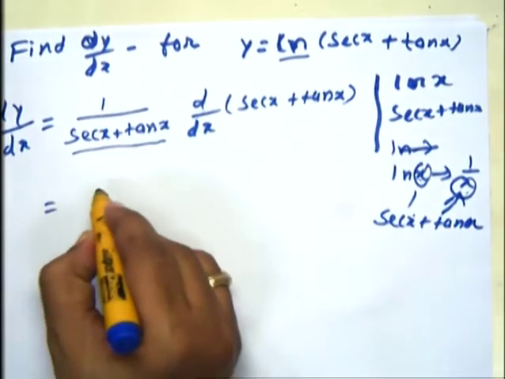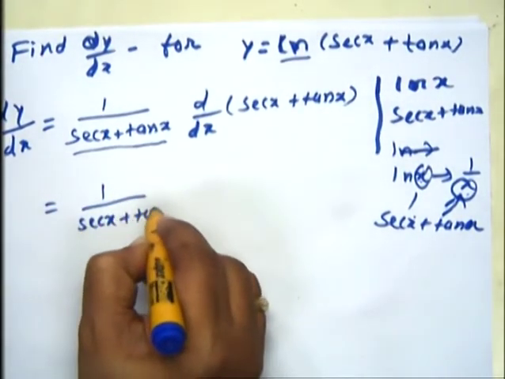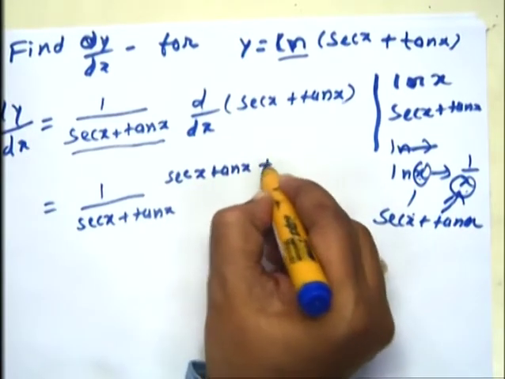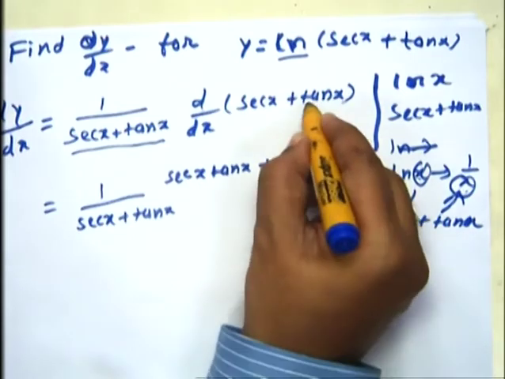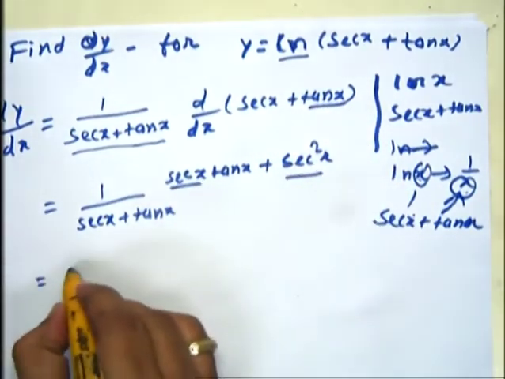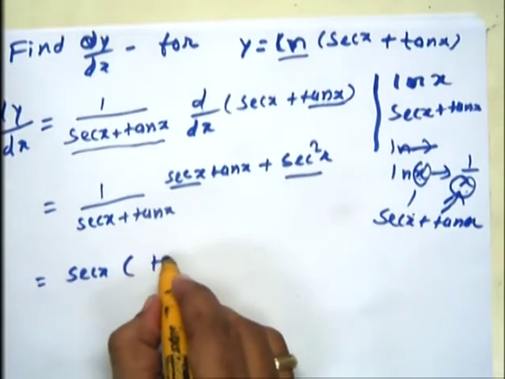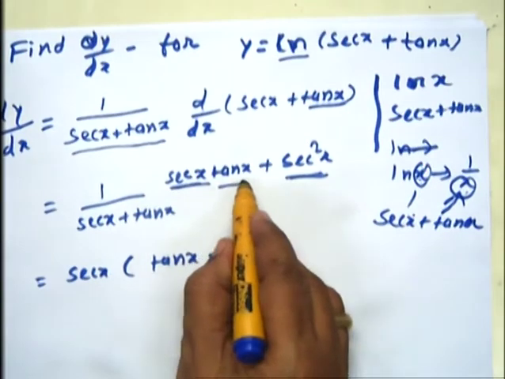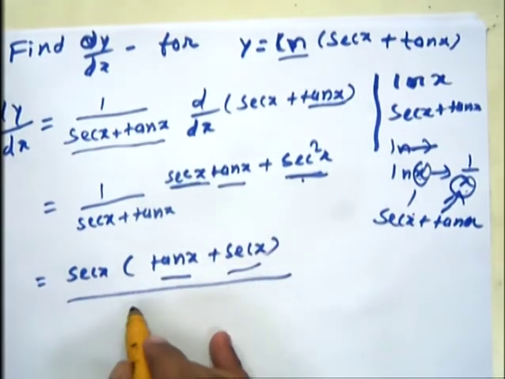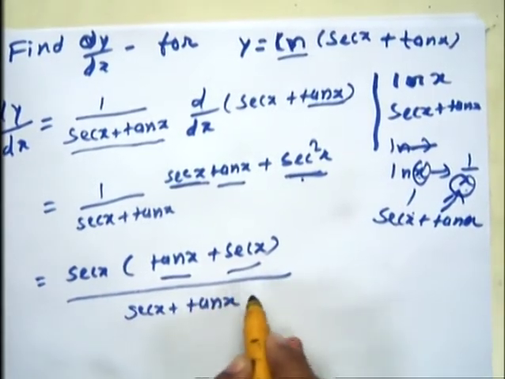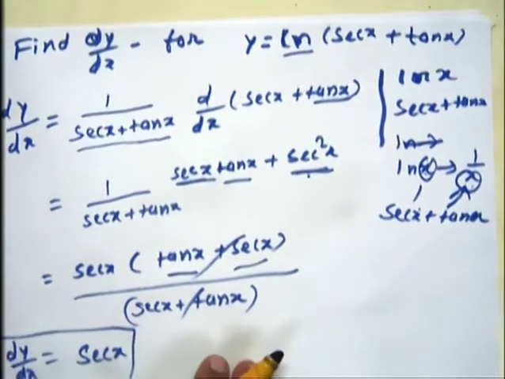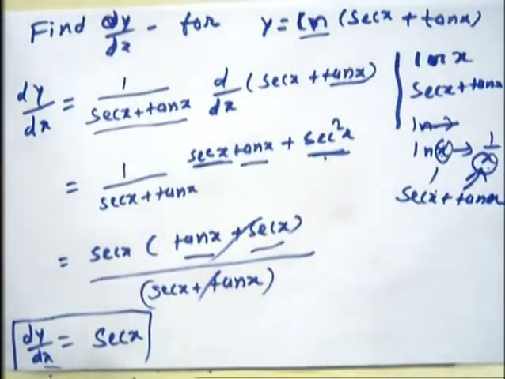Now this is 1 upon sec x plus 10x. Now the derivative of this is sec x into 10x, and this is sec square x. Derivative of 10x is sec square x. Sec x is common from these two, so sec x into 10x plus sec x. If we take sec x common from these two, we have sec x into 10x plus 1, divided by sec x plus 10x. Now sec x plus 10x will get cancelled, so it is sec x. So the derivative of y with respect to x is sec x. So this is the second exercise.